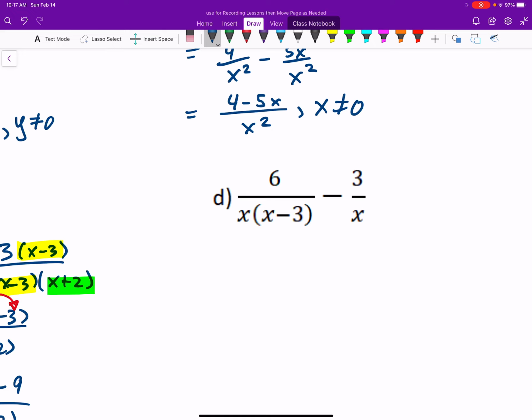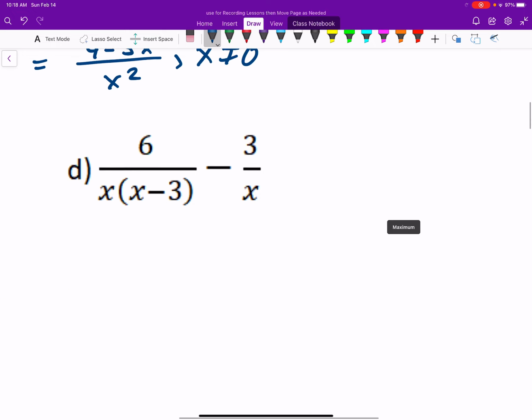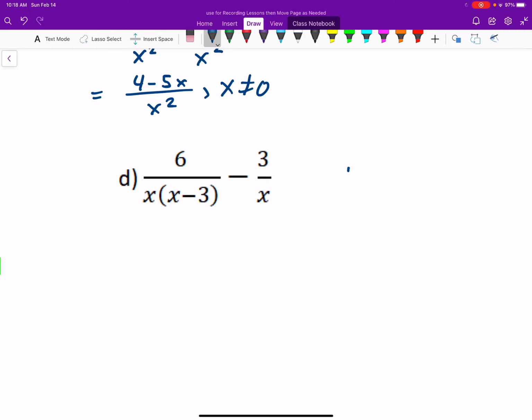And number in part D, again, here's one where our lowest common denominator is already there. The lowest common denominator in this case is x times, why am I putting it in brackets? I don't need to put it in brackets. I don't have to not put it in brackets, but anyway, x times x minus 3. So all I have to do is add to this second fraction, x minus 3, and I'm good to go.